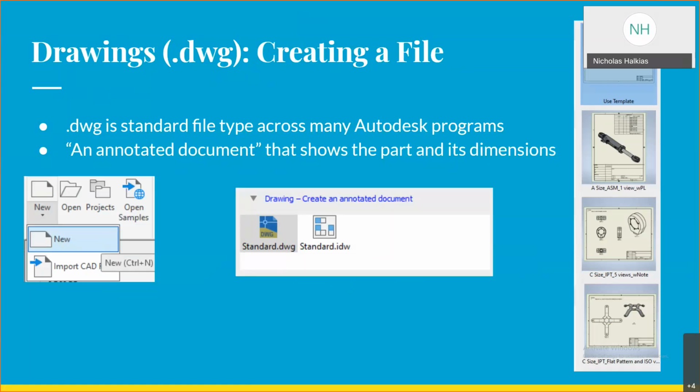And as you can see there, it's an annotated document. On the right, it shows all the different formats. You have templates, and this is so you can show a manufacturer, or even your customers, or just someone who needs more information about the part, all the different views and dimensions of it.